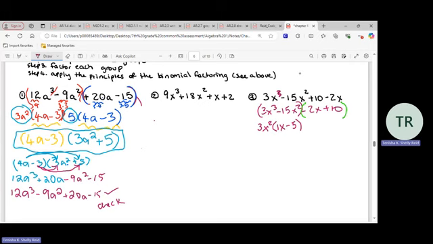On the next one, if we can, we always want to factor out that negative. So between negative 2 and 10, our greatest common factor is negative 2.